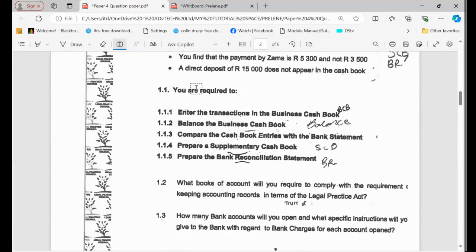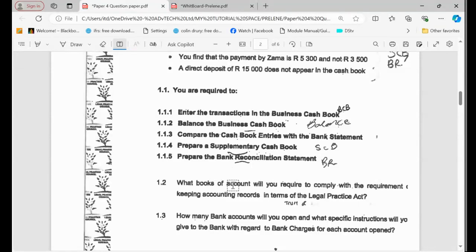Yes. But that's an answer to 1.2. No, I was looking at 1.3 because they are talking about the bank accounts. Yeah, 1.2, what books of account will you require to comply? So, okay, it's fine. I will find that answer in the theory. But obviously, here you need to have two banks. Okay, here they are similar, but here they are talking about the bank account at the financial institution. Here you talk about the business books and the trust books.